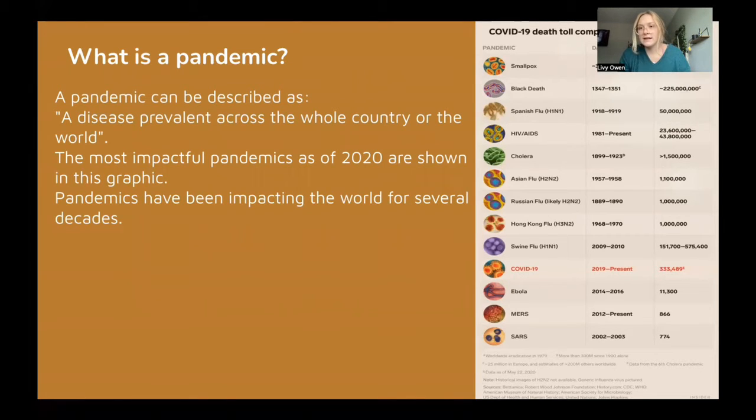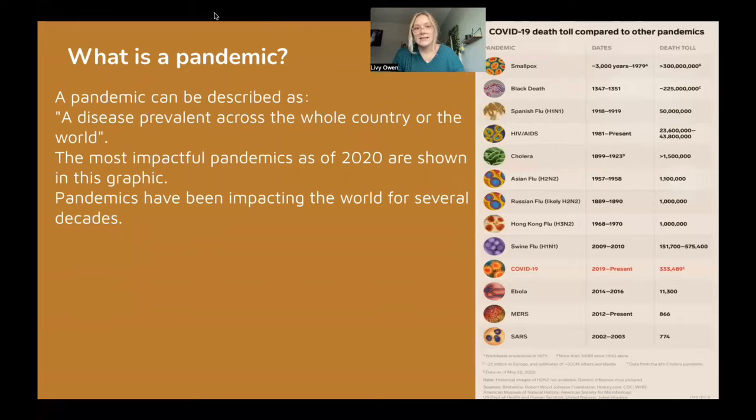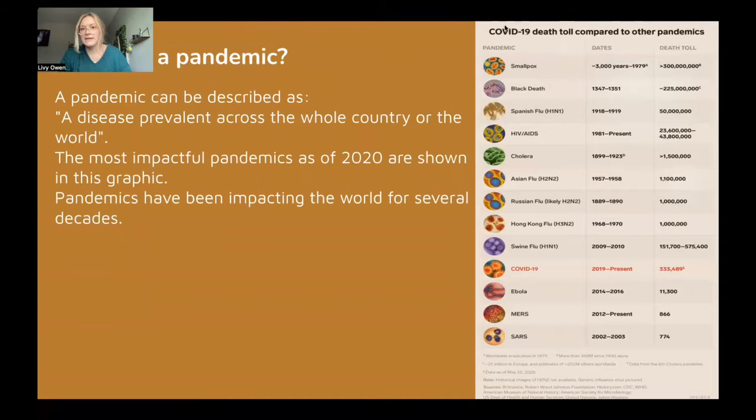This infographic that I have over here, I think is really interesting to look at because, for me personally, COVID-19 was so impactful. It felt like that was the end of the world, like that was the worst thing that ever happened. But you can actually see that it is not the worst pandemic that we have experienced or gone through.